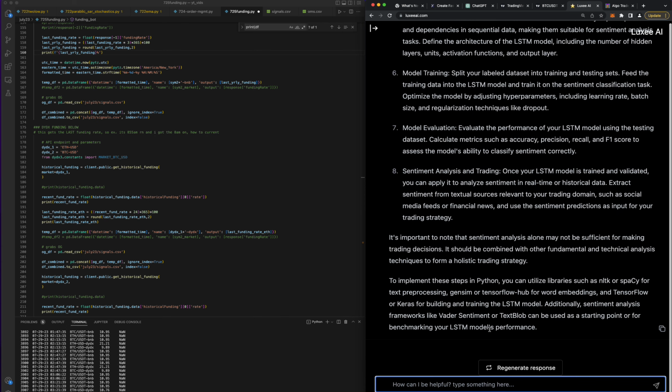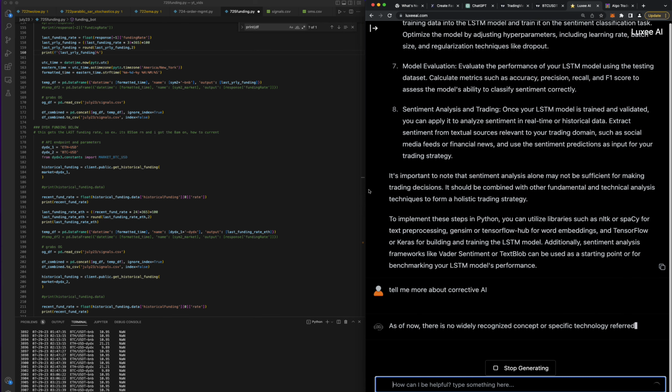Anyways, I had a great conversation with an amazing algo trader up in New York that was talking about corrective AI. And I don't know if that pod is out yet, but let's go ahead and see what AI says. Tell me more about corrective AI. I just wanted to get you this idea ASAP. And let's see if the AI even knows.